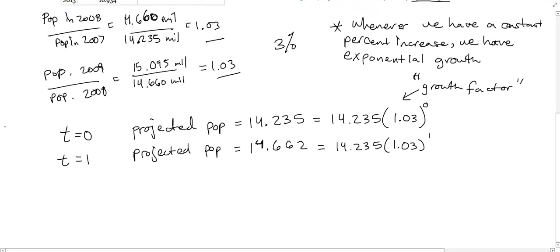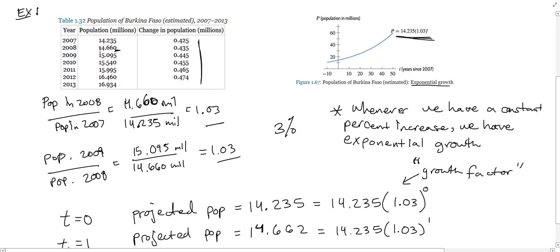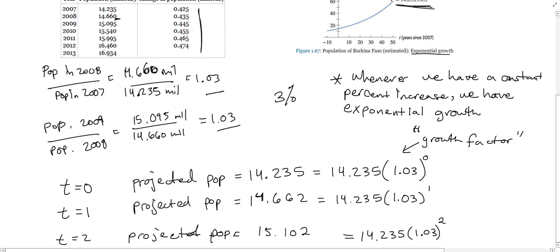So let's just do a couple more. The next year, 2 years after 2007, our projected population would be equal to 14.235 times that growth factor twice. So it'd be like 1.03 times 1.03, or the fast way to write that is to the second power. And that would give us 15.102, really close to what the actual population was, which was 15.095. We can continue to do that.